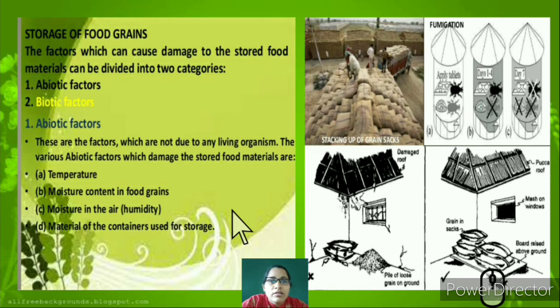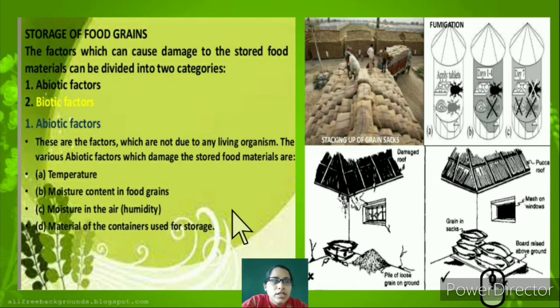Abiotic factors are non-living factors. Here it can be the temperature, where the food storage area has a high temperature where the survival of the food grains is not possible, or there is a lot of moisture content in the grains and moisture in the air that causes fungus, and it will destroy the whole storage of food grains. Also, if the material of the containers used for storage is not good, the shelf life of the food grains is reduced.